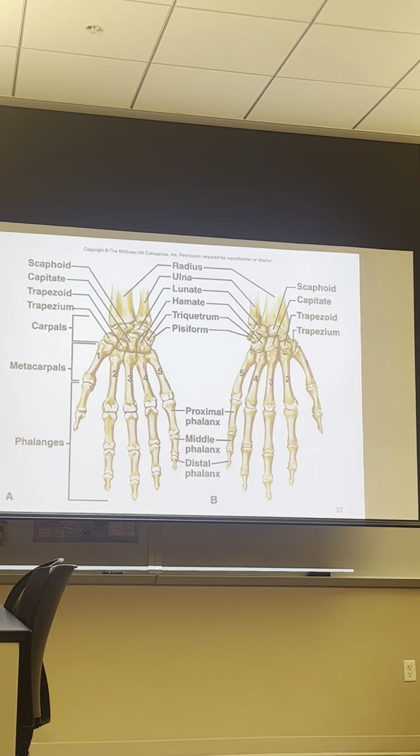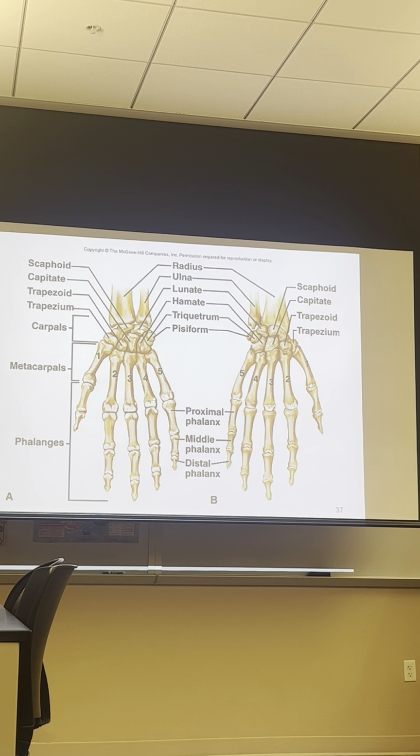Okay? All you really need to know for this class is there's 3 in the first row, 4 in the second row. So trapezium, trapezoid, triquetrium, and pisiform in the distal row, and hamate, lunate, and pisiform in the first row. Okay, then we've got the hand, the bones of the hand.